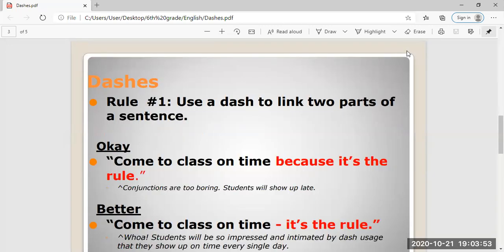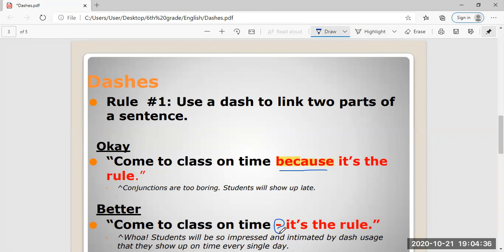Dashes. Rule number one. Use a dash to link two parts of a sentence. Come to the class on time because it's the rule. This is with a conjunction. Better: come to class on time, dash, it's the rule. So here we removed "because" and we added a dash.